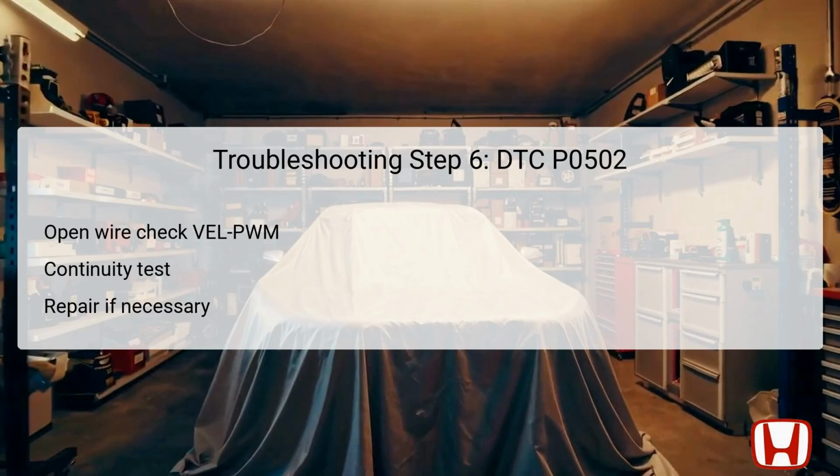A successful test would indicate that the wire is functioning properly, leading to the recommendation to replace the CVT speed sensor if the issue persists. However, if continuity is lacking, the technician must address any breaks in the VEL PWM wire, ensuring the integrity of the electrical circuit is fully restored.